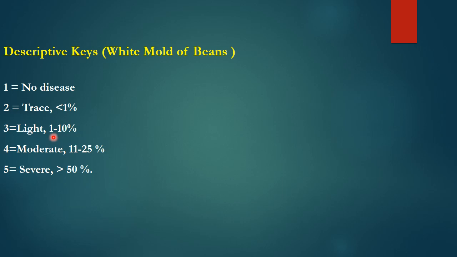And then if the damage is from 1 to 10%, it means light disease is present. And if the damage is between 11 to 25%, then moderate disease is present. And if it is more than 50%, it means that severe disease is present. And you can just in your lab book or in your field book score the plants according to this rating scale, and then finally calculate it. So in the next part, through an example, we are going to understand how the disease severity index or infection index is measured.